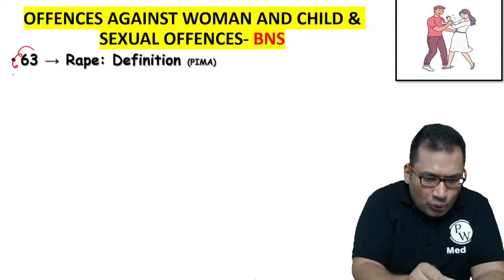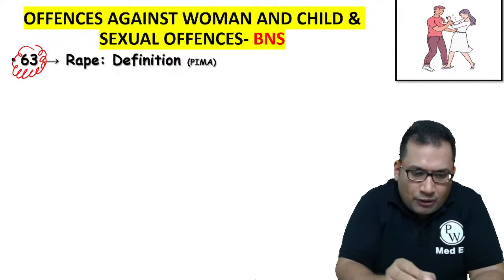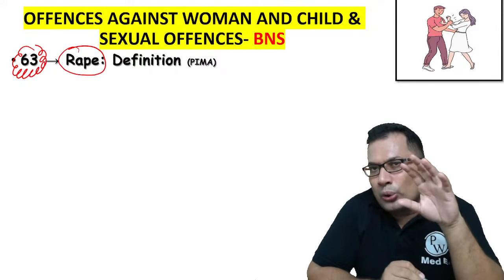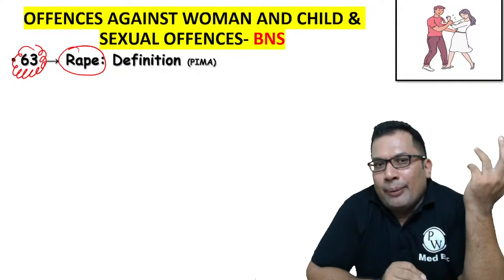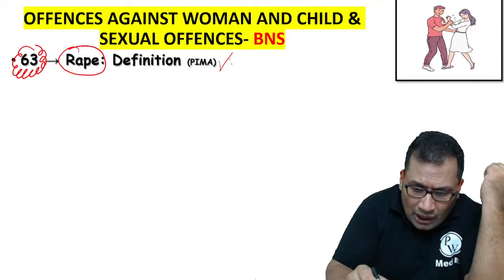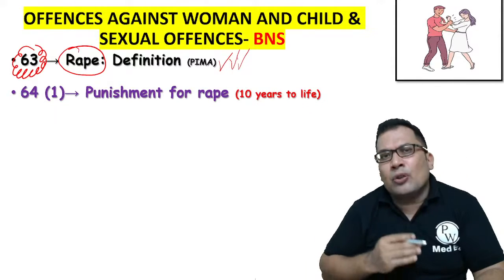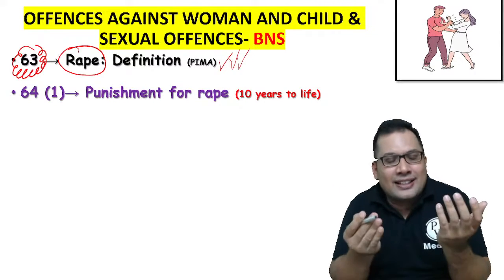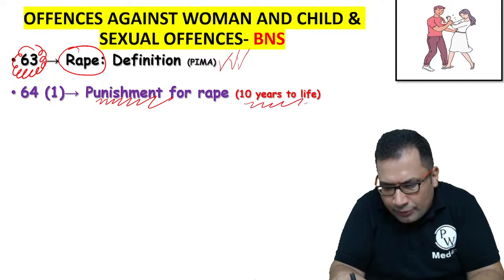Now the new section is BNS 63. What is 63 BNS? Your answer should be rape. You know, the 375 definition of rape includes four keywords, which can be remembered with the help of the mnemonic PMA. What is P for? Penetration, insertion, manipulation, application. We used to study this. Now this rape definition comes under 63. Then 64.1, that is 376.1. What is 376.1? Punishment for rape. What was the punishment? 10 years to life imprisonment.